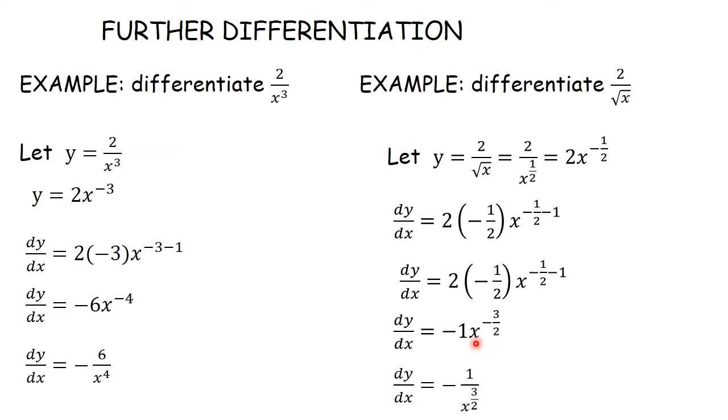So then we shall have 2 times negative a half, then x to power negative a half minus 1. So which will give us, 2 times negative a half, the 2 will cancel out with the half, so we shall remain with negative 1 times x. So that was the introduction part.